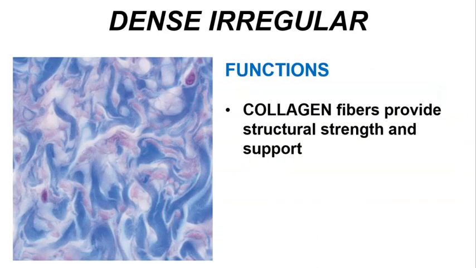The collagen fibers that are found within dense irregular connective tissue are arranged in many different directions, so hence the name irregular. And this gives the tissue resistance to stretch and tearing in any direction. And so therefore it's an ideal tissue for reinforcing other tissues, such as the tissues found in the skin and around the bones, and at the same time providing a support or anchoring site.